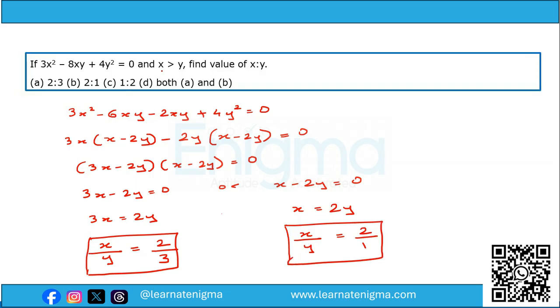Now we have to pay attention to this thing very carefully. It is specifically given that x is greater than y. If we take this first case, x is less than y. So therefore, this is eliminated, and therefore the only correct answer in this case is this one, x/y = 2/1. So therefore the answer will be option B.